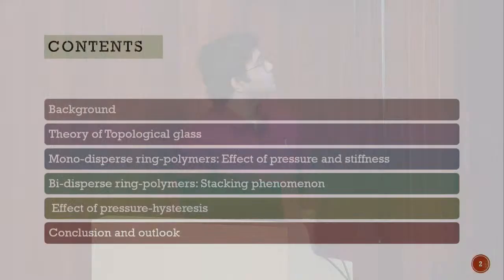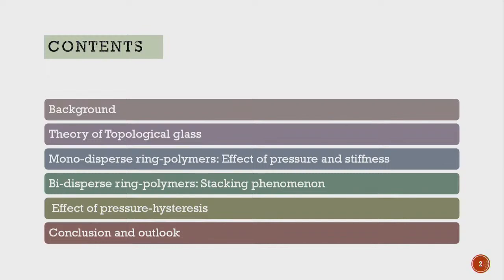I thank the organizers for inviting me today, and I would like to talk about our recent paper on the emergence of self-organized stacks in bidisperse ring polymers. So this is the summary of my slides. I start with some background on the theory of ring polymers and the theory of topological glass. After that, I will summarize our work on the monodisperse systems, and then we'll move towards the bidisperse systems. And lastly, I will highlight the effect of pressure hysteresis, and then I will end with the conclusion and outlook.